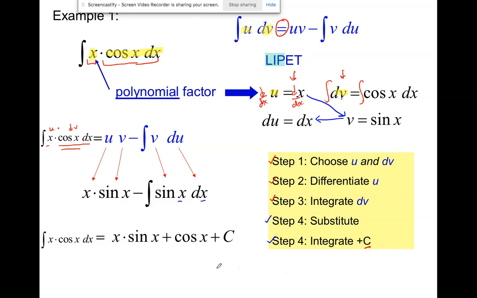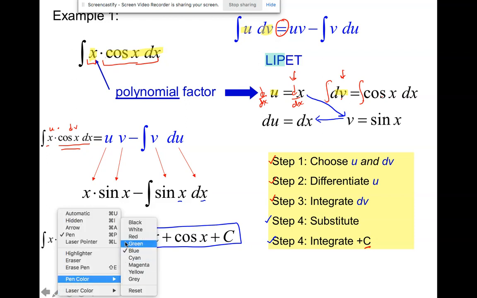Done. Guess what happens if you don't believe me? What can you do? Take the derivative. You have to use the product rule here, though, right? Take the derivative of this product using the product rule, the derivative of cosine, and the derivative of a constant, and I promise when you're done, you will get x cosine x.